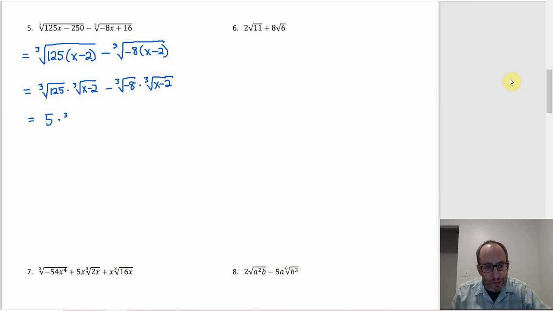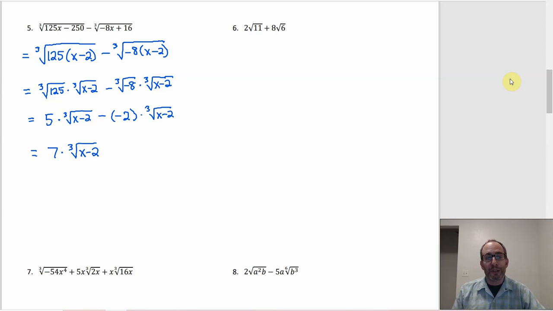So we have 5 times the cube root of x minus 2 minus, then the cube root of -8 is -2. So minus -2 times the cube root of x minus 2. And we can't break down that cube root any further. So 5 minus a -2, same thing as 5 plus 2. So we'd end up with 7 times the cube root of x minus 2. Fairly simple looking final answer considering what the original problem looked like. So that worked out well.